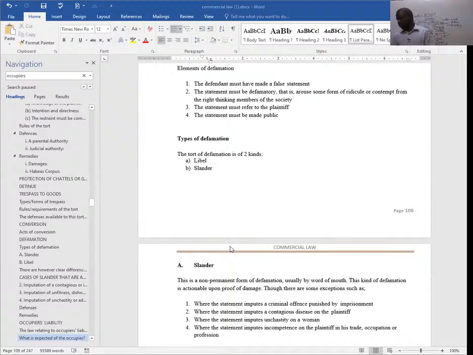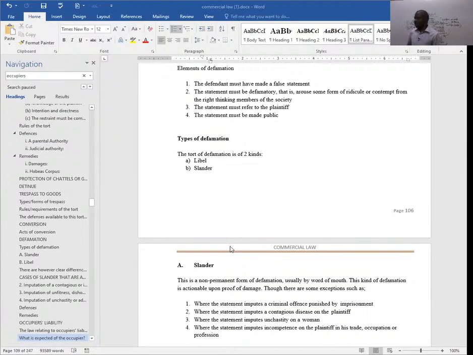Then number two, where the statement imputes contagious disease on the plaintiff. A contagious disease is one that spreads very, very fast. So today someone accuses Becky, maybe says that Becky has a particular disease which is very contagious, yet it is not true about Becky. So Becky doesn't have to wait for the repercussions to happen. Immediately she hears of such, she can bring the action in a court of law, and it will be allowed by the court to be heard as a case against the defendant.